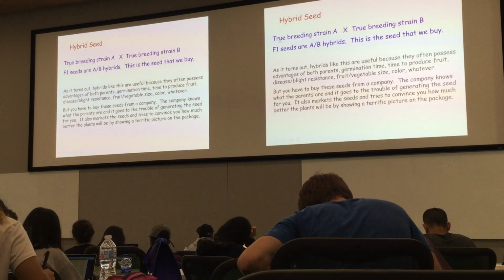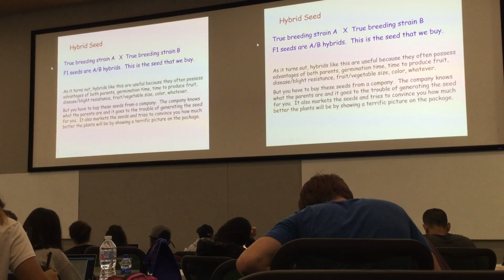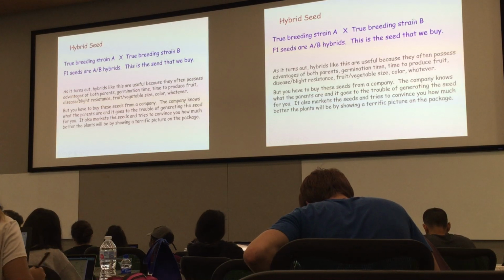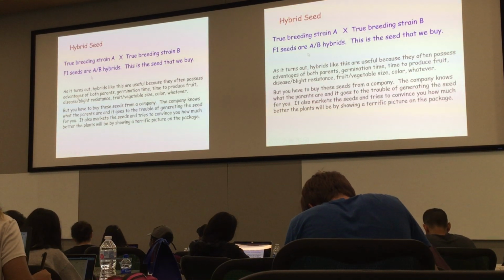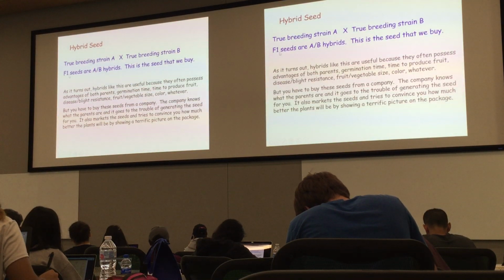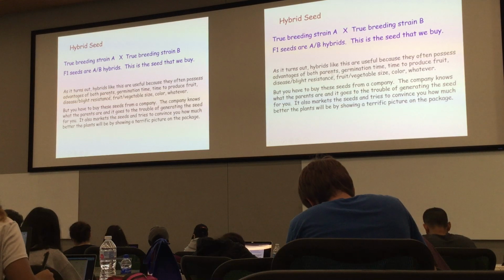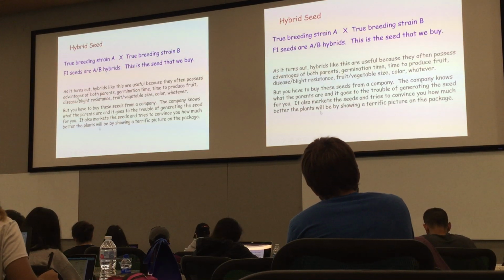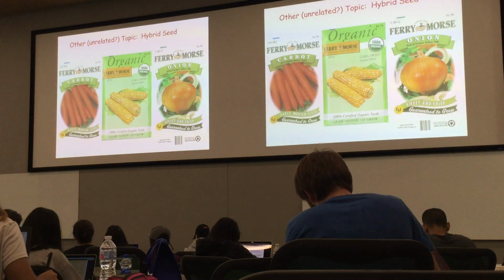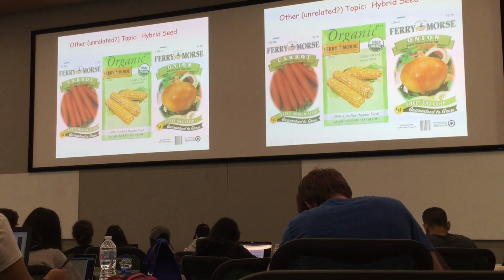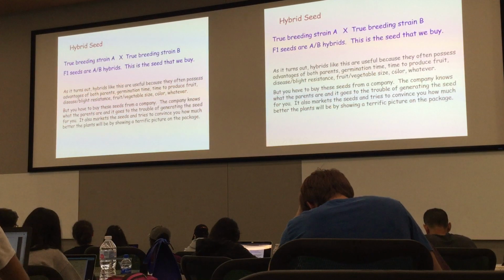So they cross strain A, which is true breeding, against strain B, which is true breeding, to generate F1 seeds, which are AB hybrids, and that's essentially what they're selling in those packages. There's some advantage to that. They charge you money for doing this, but they also charge you money for marketing, to make these pictures and make it look nice and appealing.